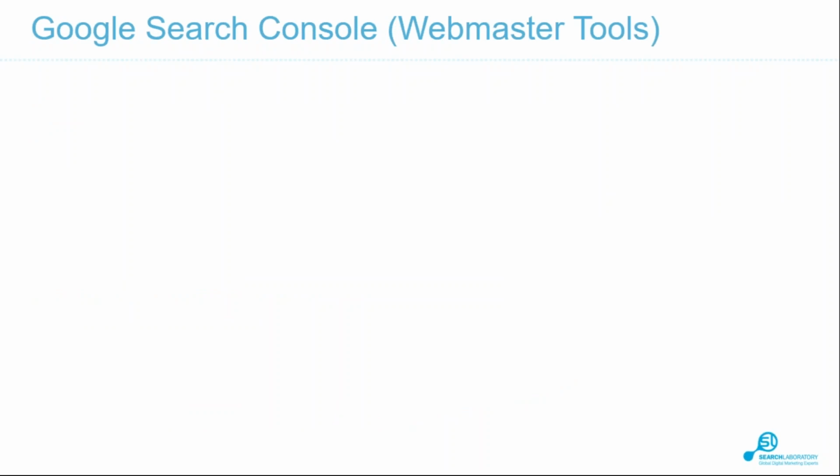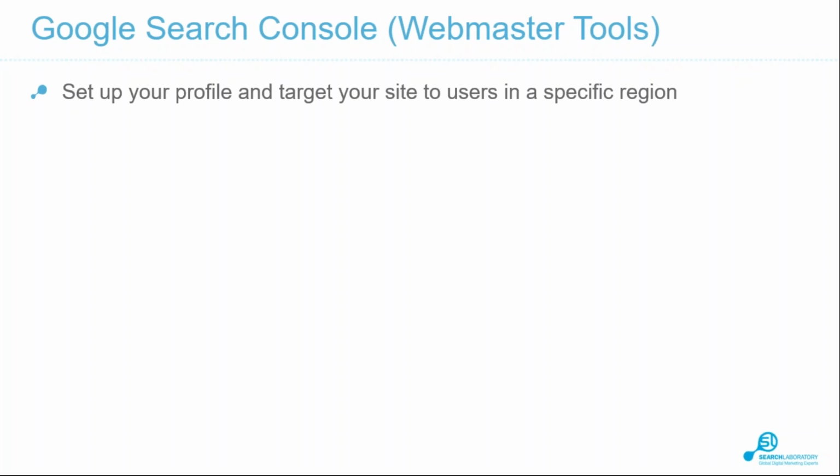Moving away from hreflang implementation, just touching briefly upon Google Search Console. Previously used to be known as Webmaster Tools. It rebranded about 12 months ago. What we can do within Search Console is set up all our websites, all our international websites as different profiles or properties and target them to users within a specific region if we so desire.